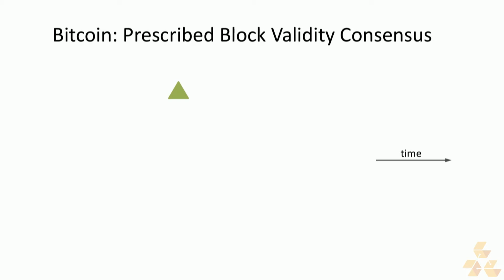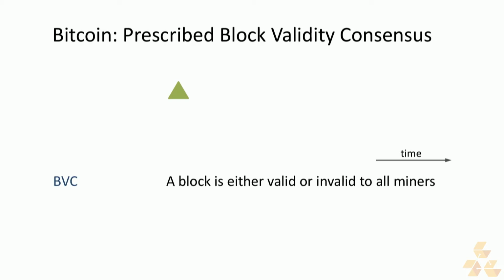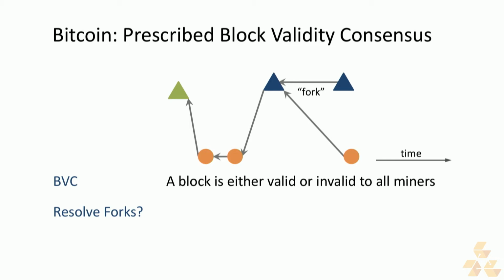So in Bitcoin, we have prescribed block validity consensus. What does that mean? That means a block is either valid or invalid to all the miners. Let's recall the Bitcoin mining protocol, which was covered by the last speaker. Once upon a time, there was a genesis block. Every block after this block needs to have a predecessor. And sometimes multiple blocks are mined with the same predecessor. We call this situation a fork.